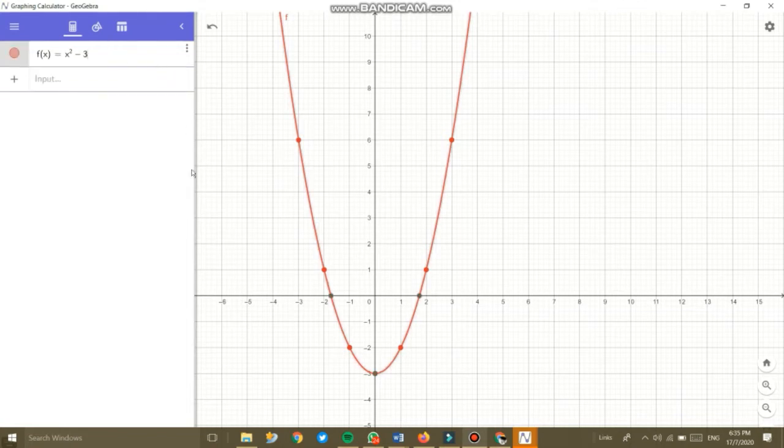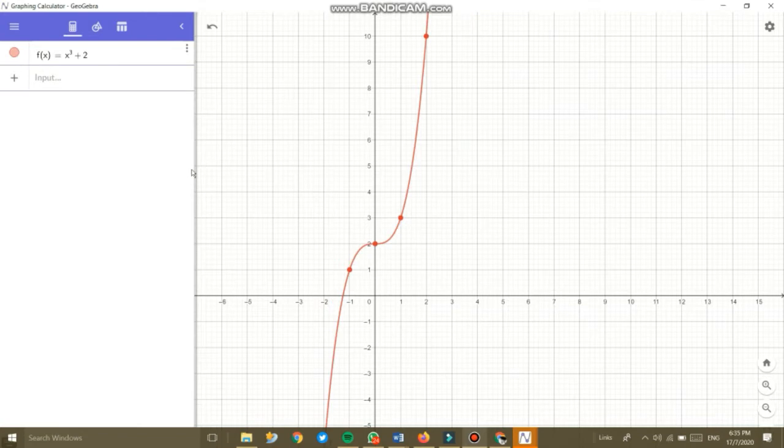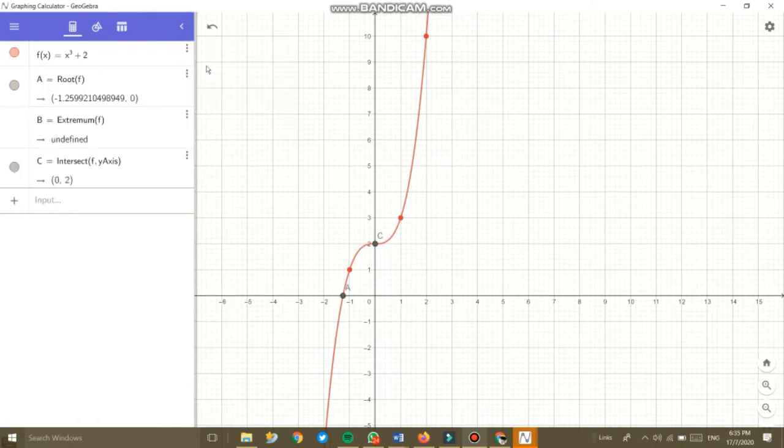How about cubic graph? x to the power of 3 plus 2. Okay, so this is how the graph goes. And if we click on special points, you will see the root, extremum, and intersect. So the root is A, and intersect is C.